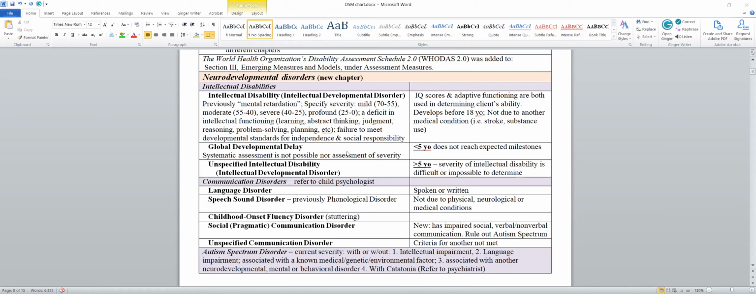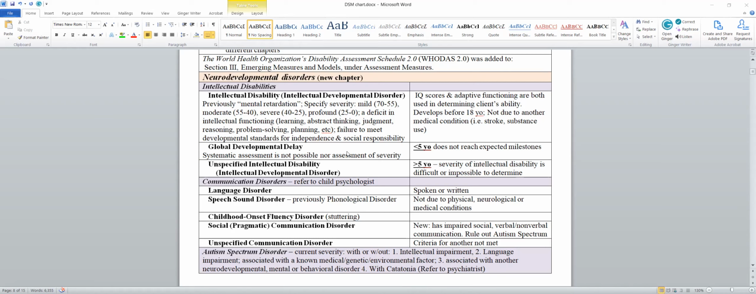The next subcategory under neurodevelopmental disorders is communication disorders. We would also need to refer the child to a psychologist. The subcategories under communication disorders are language disorder, speech sound disorder, childhood onset fluency disorder, also known as stuttering, social pragmatic communication disorder, and unspecified communication disorder.